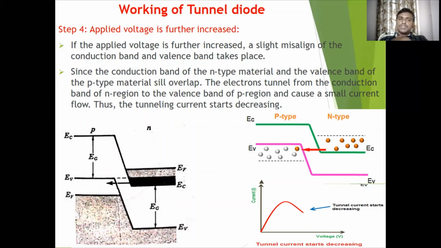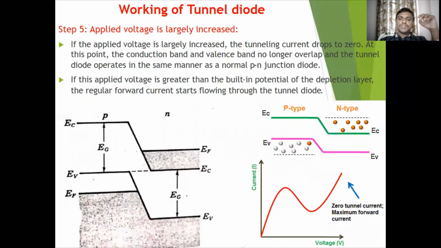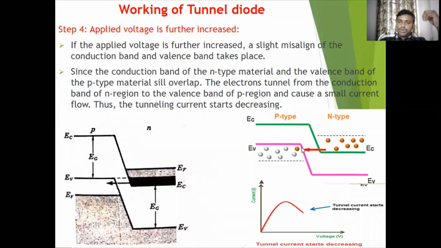And the next final stage is, if you further increase the voltage, the conduction band of the p type and the conduction band of the n type will be overlapped. So the electrons will flow only from the n type to the p side's conduction band, not the valence band. Therefore it acts like a normal p-n junction diode. As we increase the voltage in a normal p-n junction diode, the current will be maximum. After reaching this lower value, up to this point, a lower current will flow.